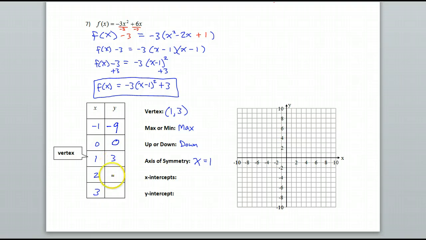Now, if we did it right, this should probably be 0 and -9 because of the symmetry of a parabola. It should have balance around the vertex. But let's check and be sure.